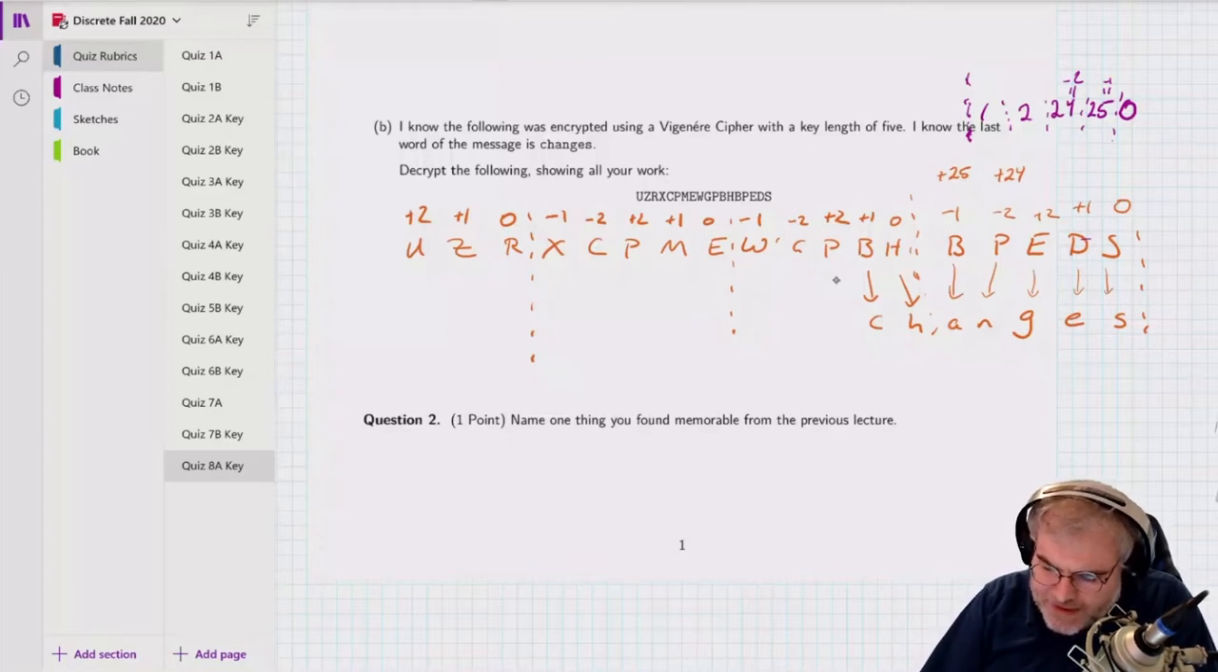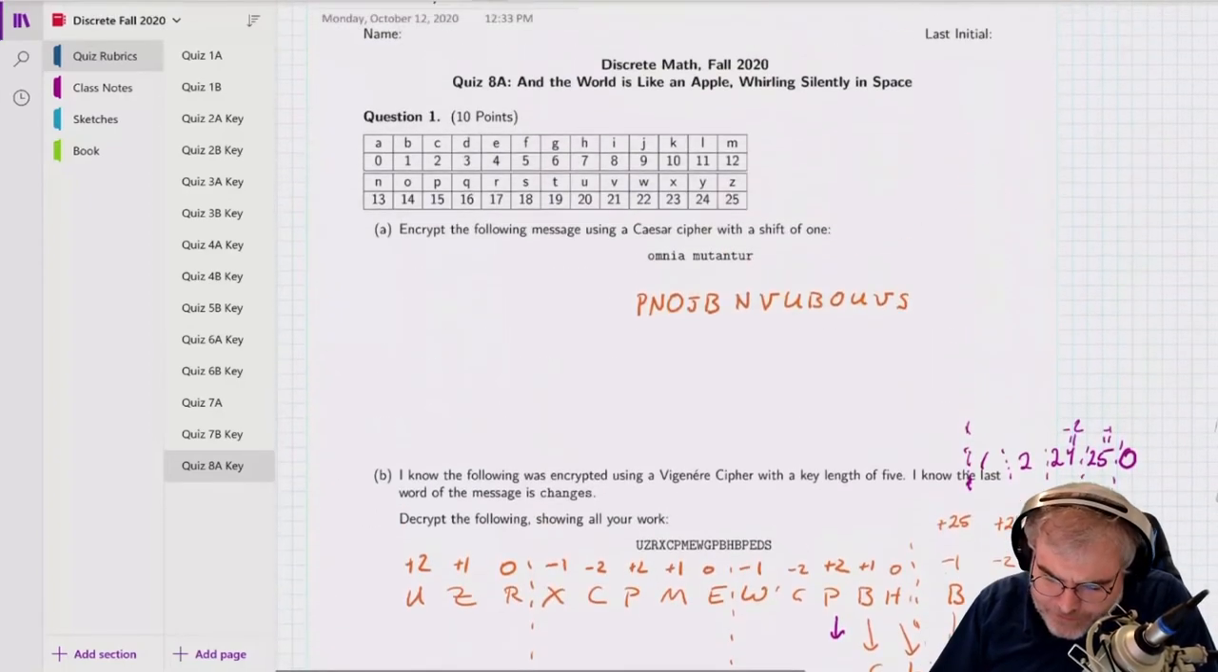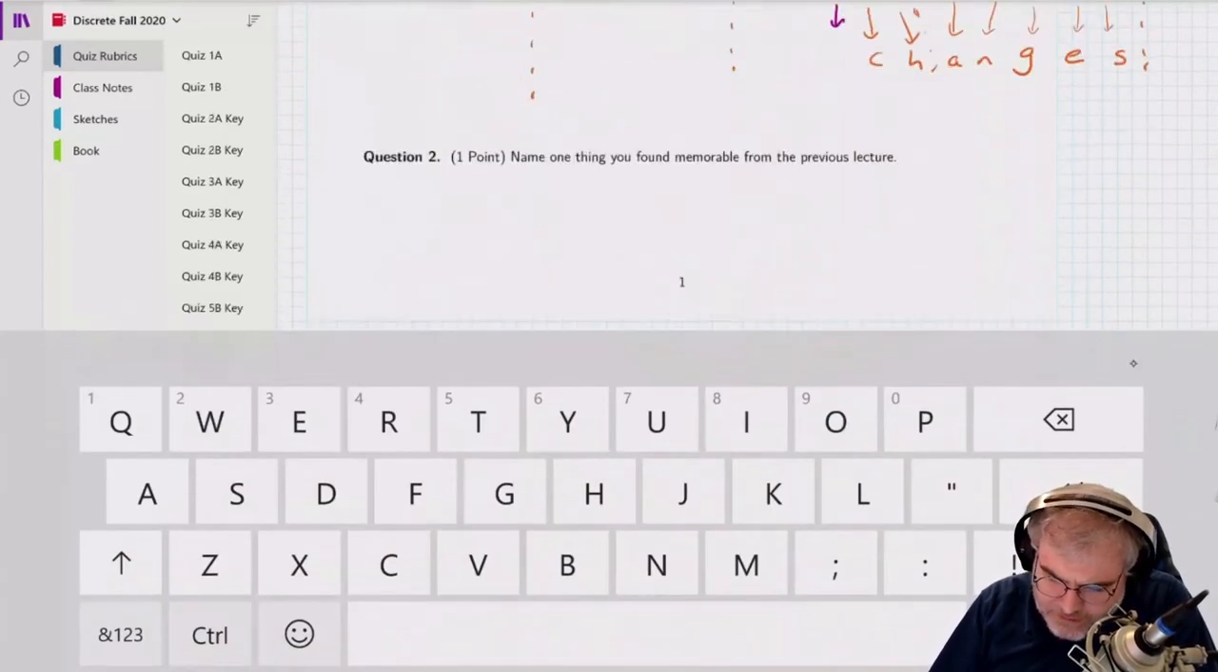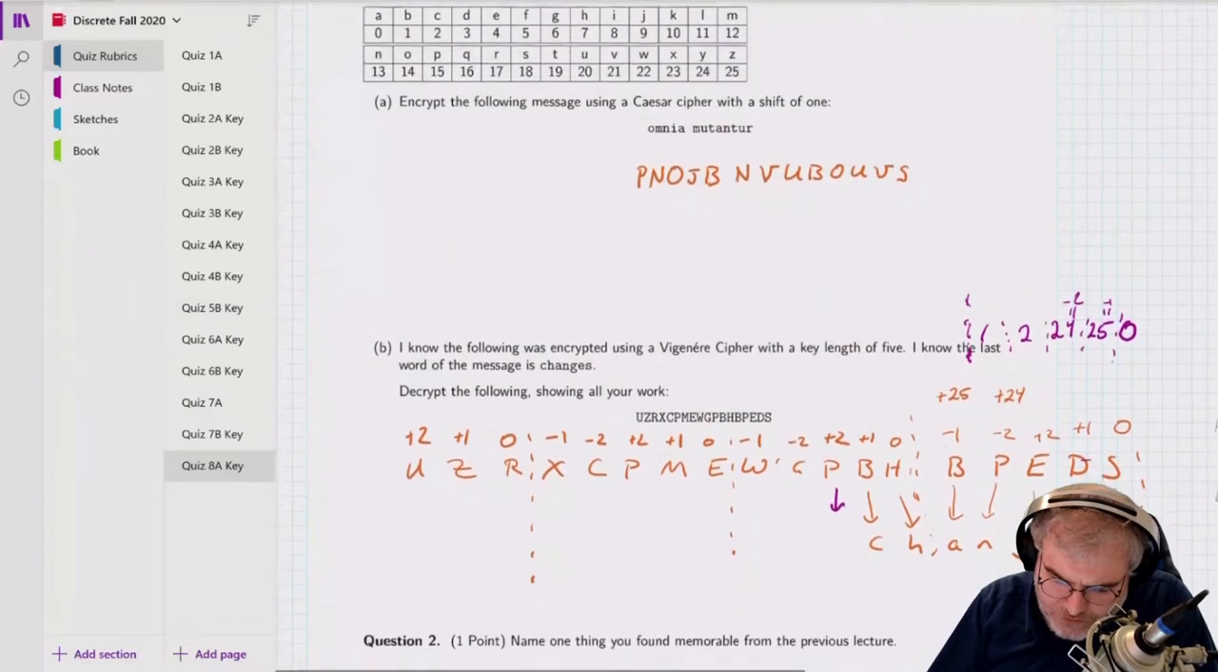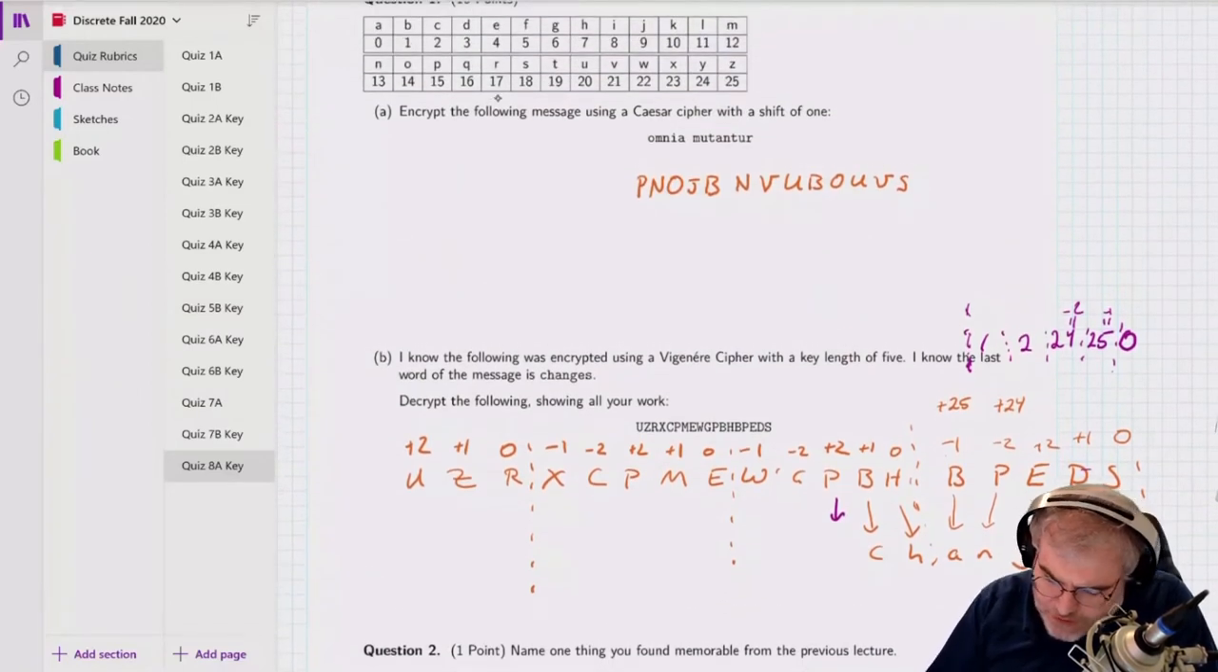So to get this P, I'm going to add 2. Well, okay, so P, let's shift it 2. We're going to go to R. G, I go back 2, I get E. W, I go back 1, I get that. This stays an E.